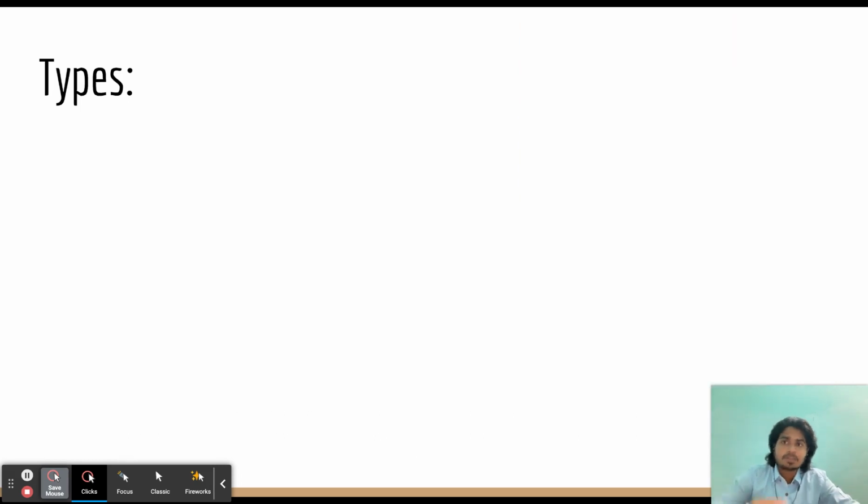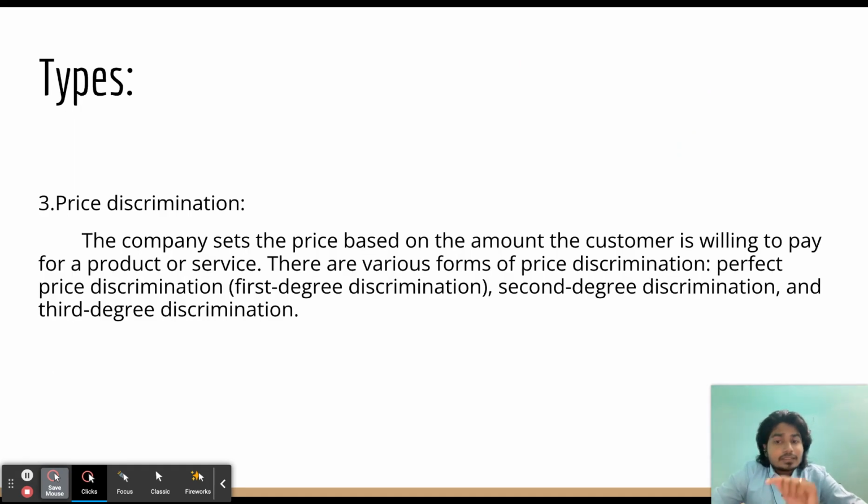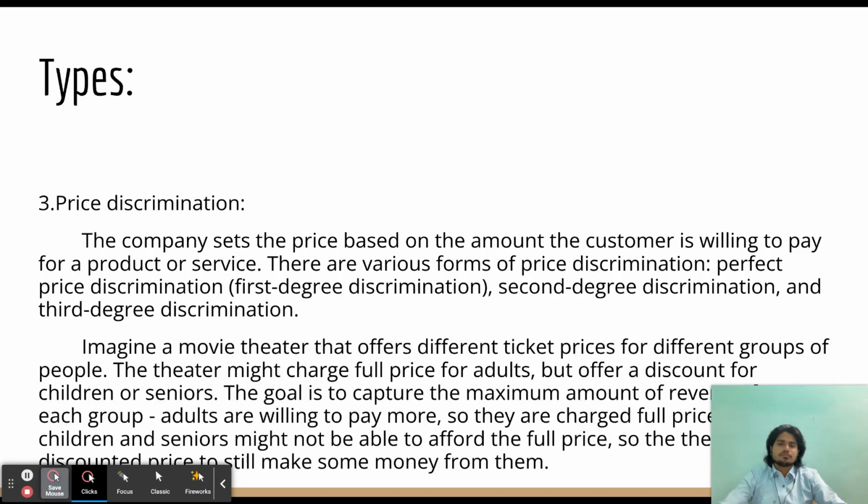The last type in the demand-based strategy is called price discrimination. In this, the price is based upon how much the customer is willing to pay. This is why I told you that this type of pricing strategy is more in accordance with companies that produce services. In this, there are three types of price discrimination: perfect price, second degree, and third degree. We'll look into a real life example.